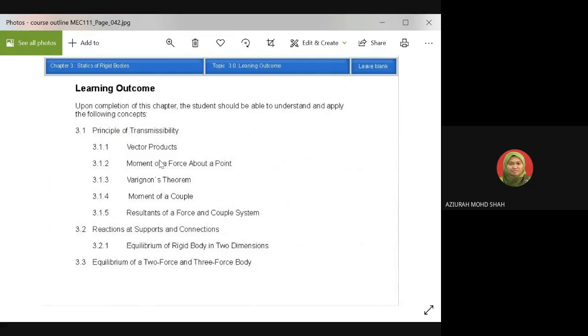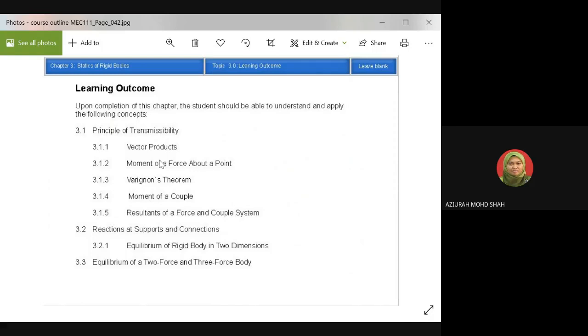Recall balik yang ada cerita pasal transgender lah, transnational lah, apa benda tu. Tapi transgender lah yang korang ingat kan. So apa, ingat balik what is the principle of transmissibility.